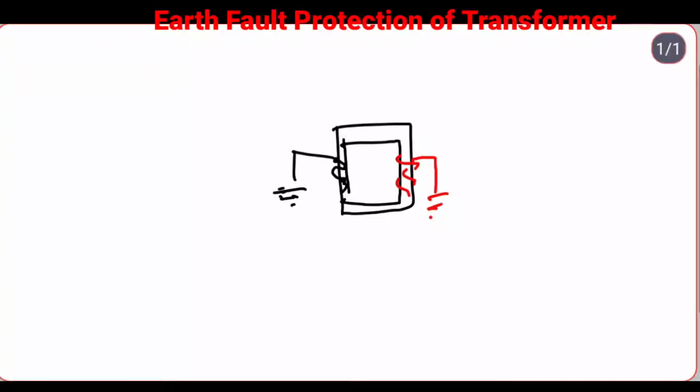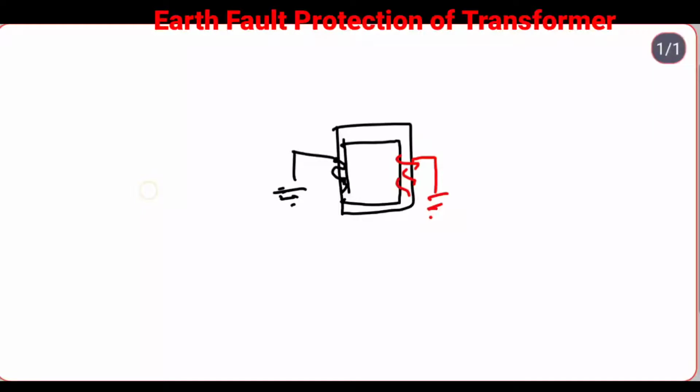The earth fault may continue for a long time, and then it causes considerable damage to the transformer before it becomes a short circuit fault. Before it becomes a short circuit fault, we have to detect the earth fault and protect the transformer.